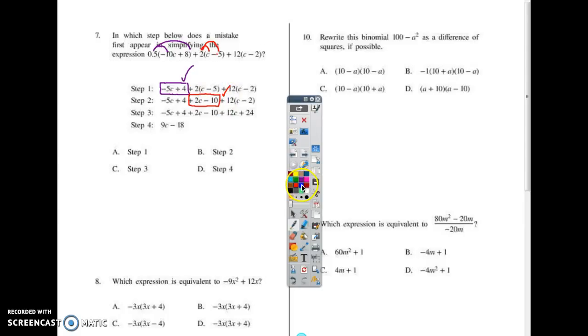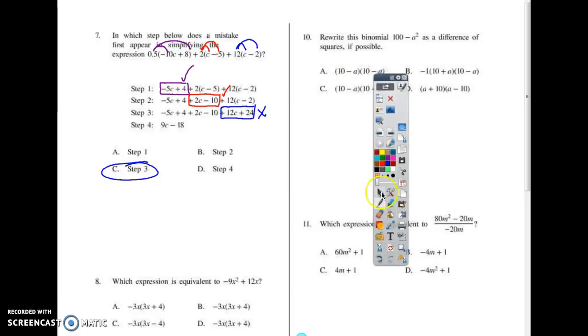Step 3, when you distribute here, does it give you this? 12 times C, 12C, 12 times negative 2. Does it give me a positive 24? It gives you a negative 24, so they messed up here. So step 3 is where they made their first mistake. That's how you would do it on the test as well. Check every step, see where they messed up, and that'll be your answer.